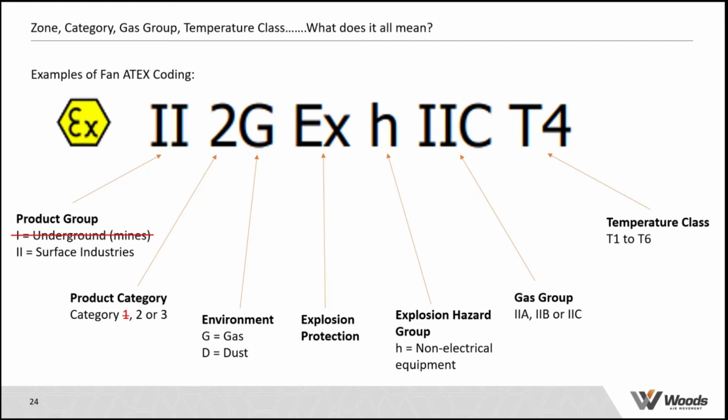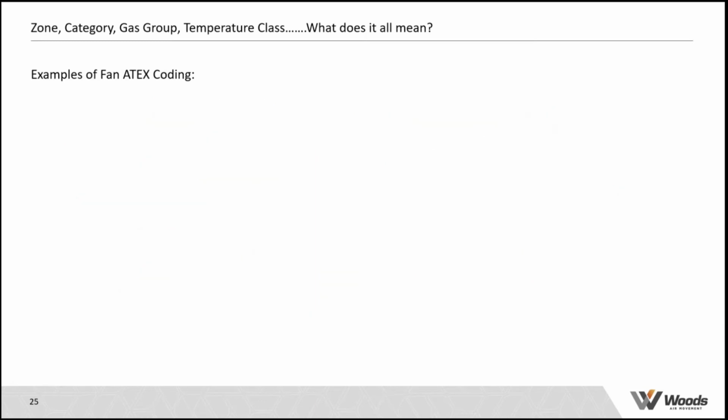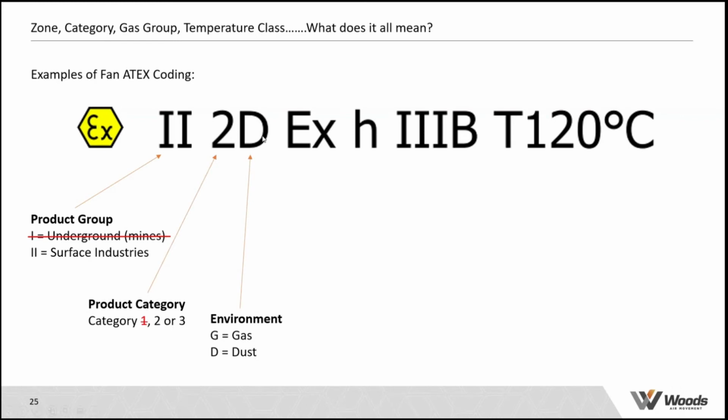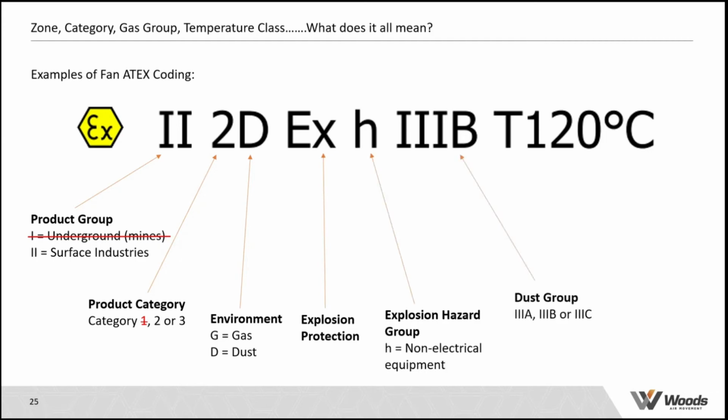If you select a fan in the new fan selector, you'll be taken on this journey of actually putting together what fan you need before you do the selections. We'll look at dust. Go through the same process again. And we don't do the underground or category 1, but this time you can see it's dust. Again, hazardous area. Again, non-electrical equipment. In this case, 3B dust group, which means that it covers 3A but not 3C. The maximum surface temperature for that is 120 degrees C. That's a very, very common base for dust motors.